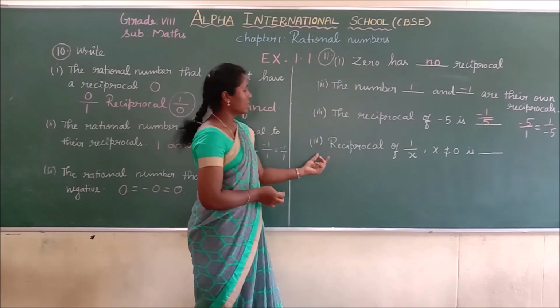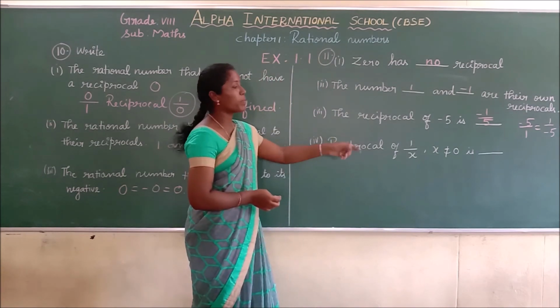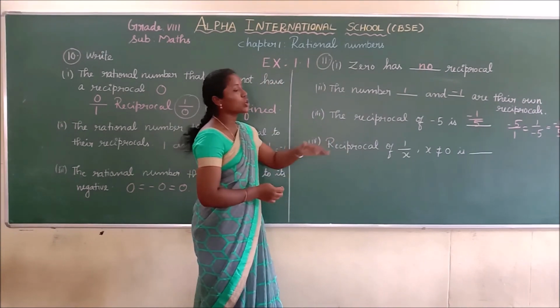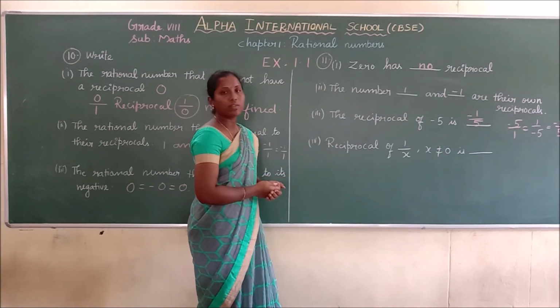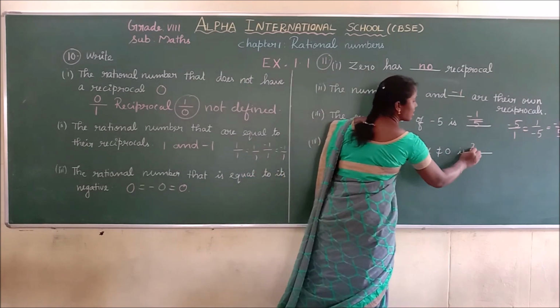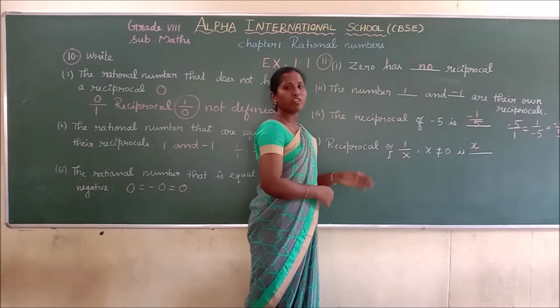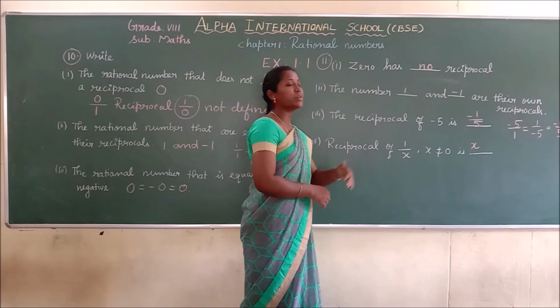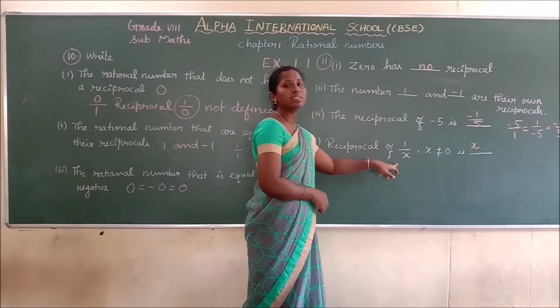Now listen, the reciprocal of 1 by x, and x is not equal to 0, they have given. So you have to take the reciprocal of 1 by x. The reciprocal of 1 by x is nothing but x. Just take the denominator, it will become x by 1, which is equal to x. So the reciprocal of 1 by x is x.